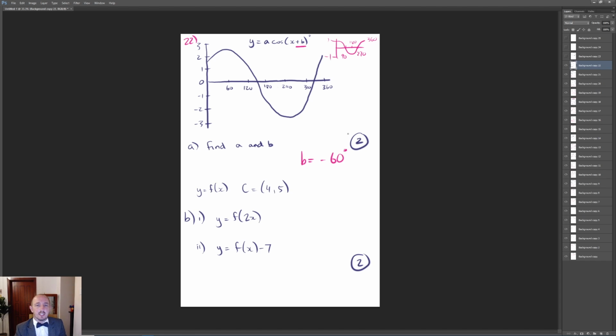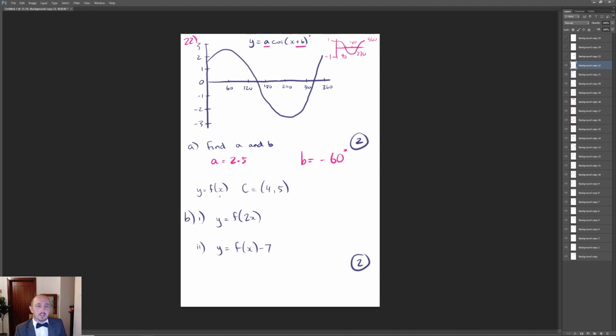Okay, so sorry, just negative 60. So that's the shift to the right, which will put that there. And then the A in front is a stretch in the y direction. So as it's going up to 2.5 and down to minus 2.5, then A is going to be 2.5.